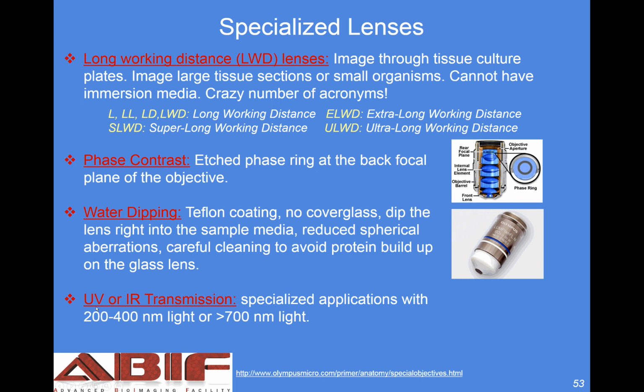You can also get specialized lenses for, say, UV or IR transmission, like the 20x lens I showed you earlier. And these are really important if you're working in the 200 to 400 nanometer UV range or out past 700 nanometers.